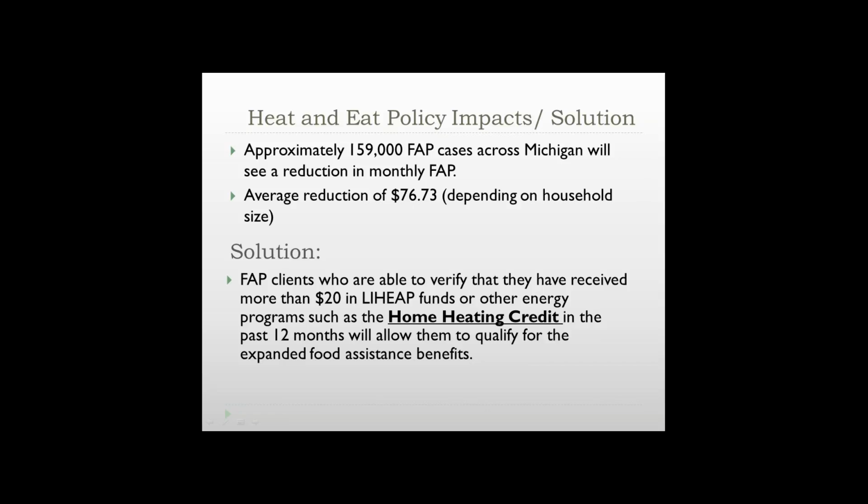So anyone who is able to verify that they received over $20 in LIHEAP or other energy assistance programs, such as the home heating credit, can qualify for the standard utility allowance and thus increase their assistance benefits. Important to note that any recipient would then need to take their energy draft or the check that they receive for their home heating credit to the Department of Human Services to request a redetermination on food assistance.